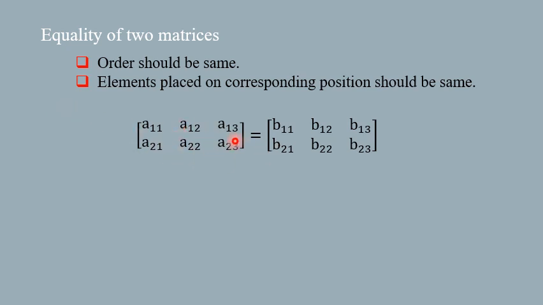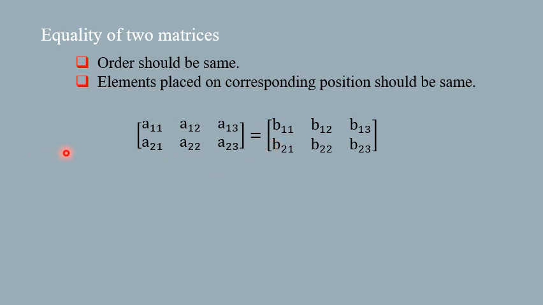The order of the left hand side matrix is 2 by 3 because this matrix contains 2 rows and 3 columns, and the order of the right hand side matrix is also 2 by 3. That means the order of these two matrices is the same, and since these two matrices are equal, their corresponding elements are the same. The corresponding element means the element placed on the same position. The corresponding element for A11, placed on first row first column, is B11, because this element is also placed on first row first column.